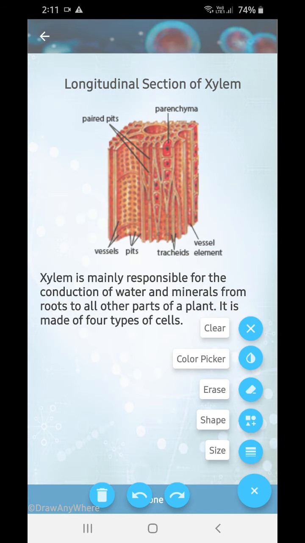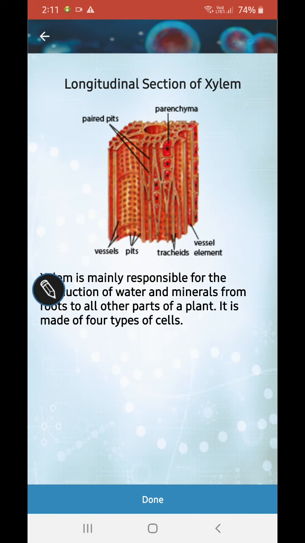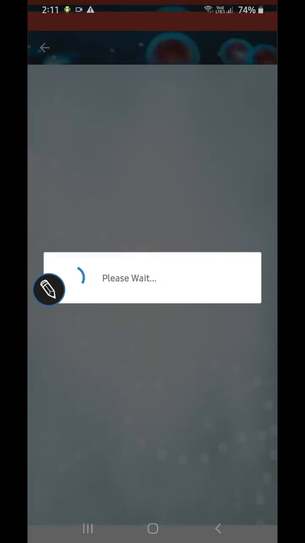Now which one is living and which one is dead? In phloem, all the cells are living except phloem fibers. In xylem, all the cells are dead except xylem parenchyma. I hope you understood.